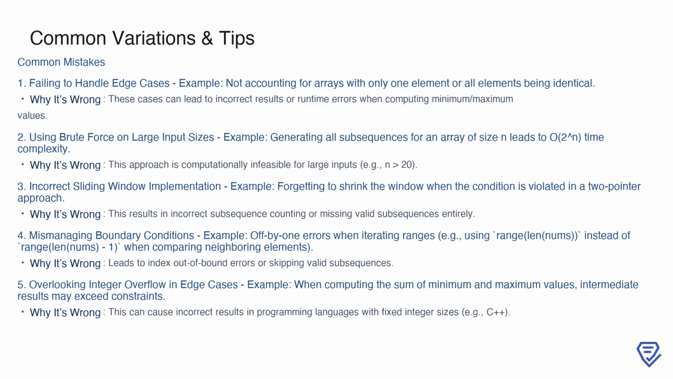Finally, in languages with fixed integer sizes like C++, overlooking integer overflow during intermediate calculations, such as summing the minimum and maximum values, can produce incorrect results. Being mindful of these mistakes and testing edge cases thoroughly will help mitigate these risks.